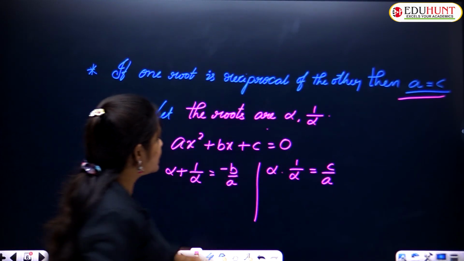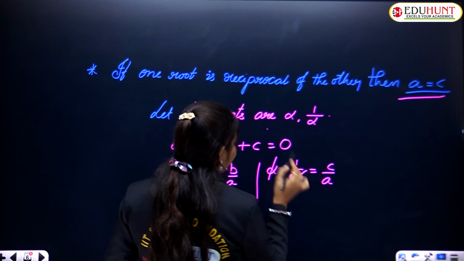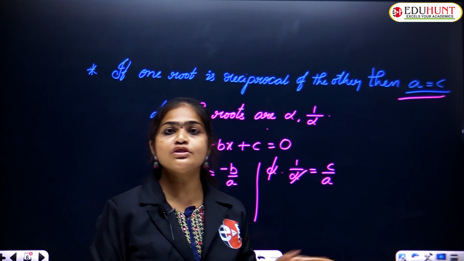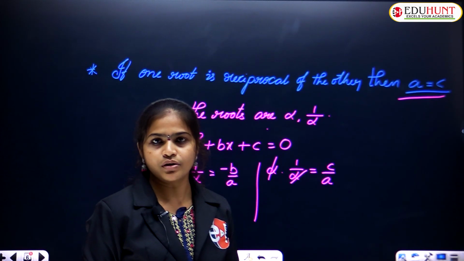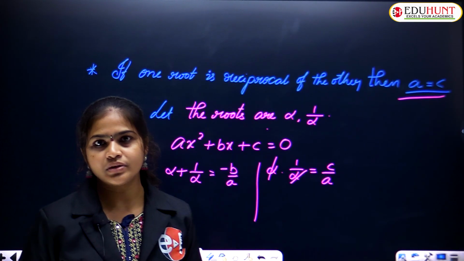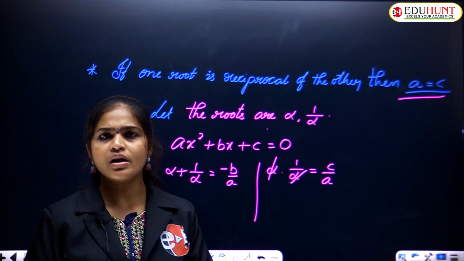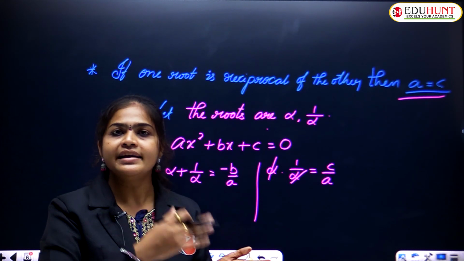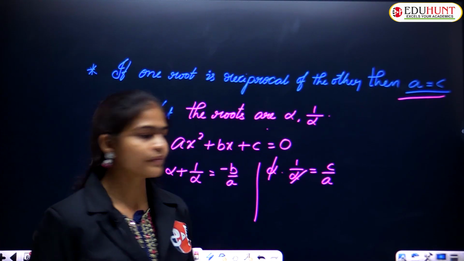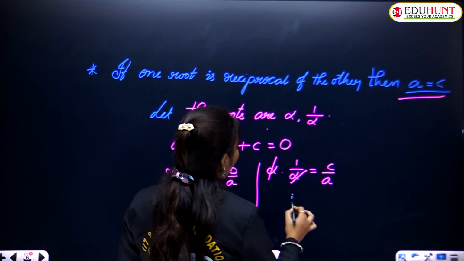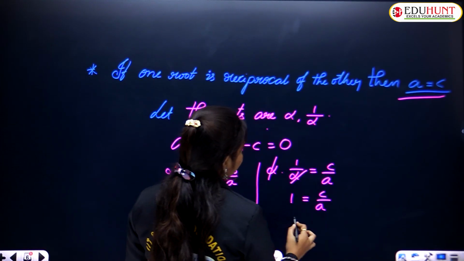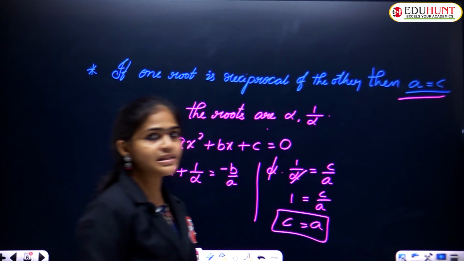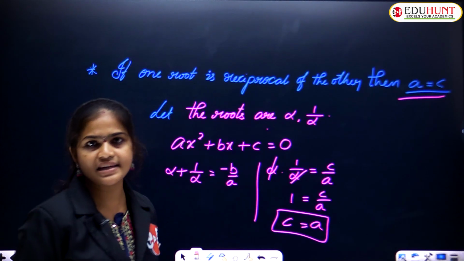Just observe that alpha and alpha get cancelled. The product of two reciprocal values is always equal to 1. We know that, right? 2 into 1 by 2, 3 into 1 by 3, 4 into 1 by 4 is always equal to 1. Any value and its reciprocal, their product is always equal to 1. By using that condition, 1 is equal to c by a. So c is equal to 1 into a is equal to a. So c is equal to a, or a is equal to c.